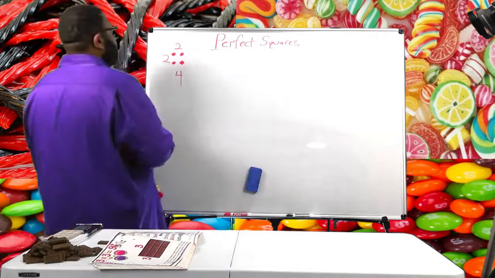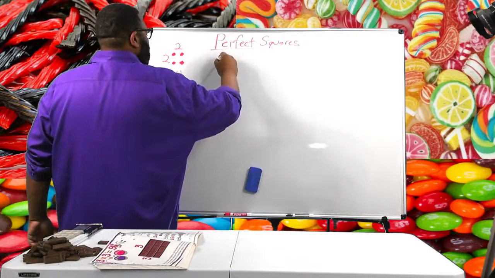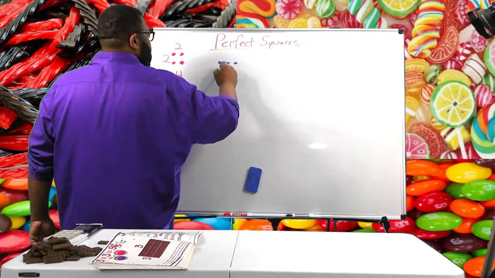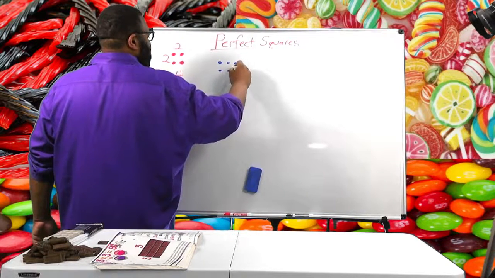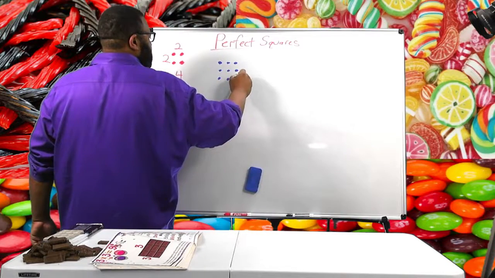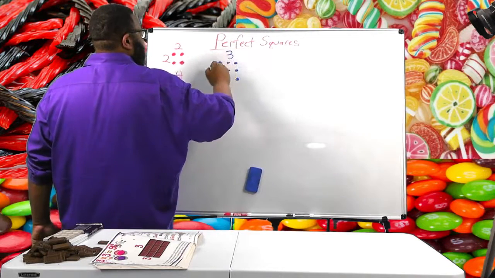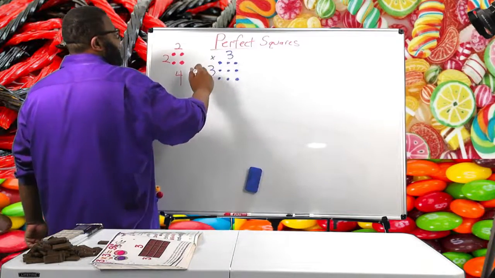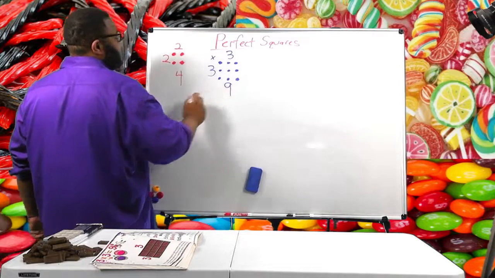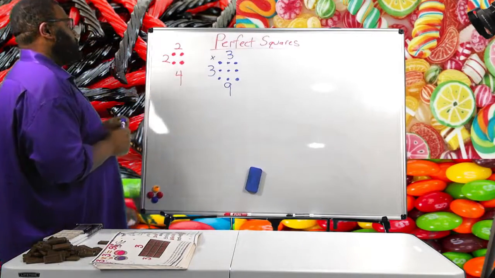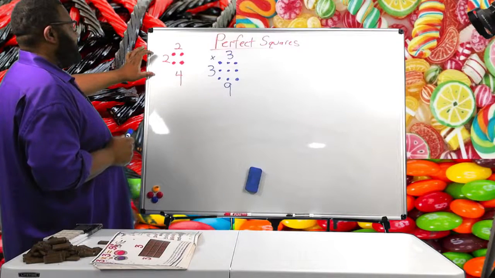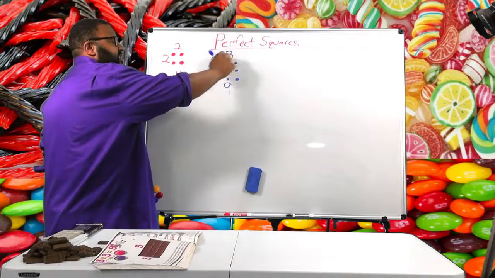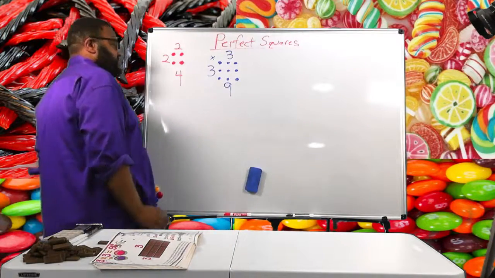All right, the next one would be a 3 by 3. 1, 2, 3. 1, 2, 3, which is a 3 by 3. Okay, 3 times 3 will give us 9. So we got a perfect square here and a perfect square here. All a perfect square means is that the length and the width are both the same.